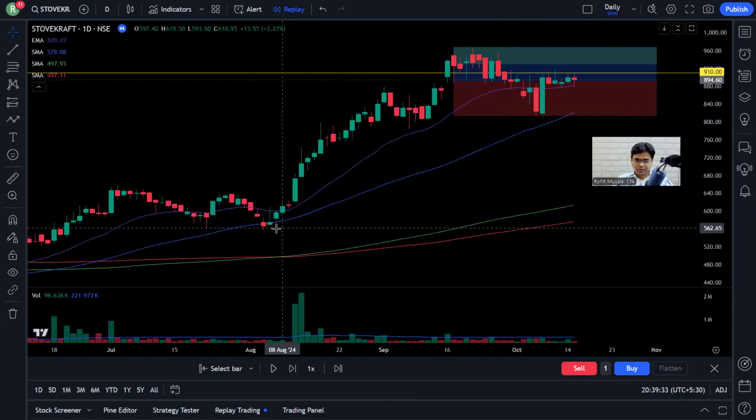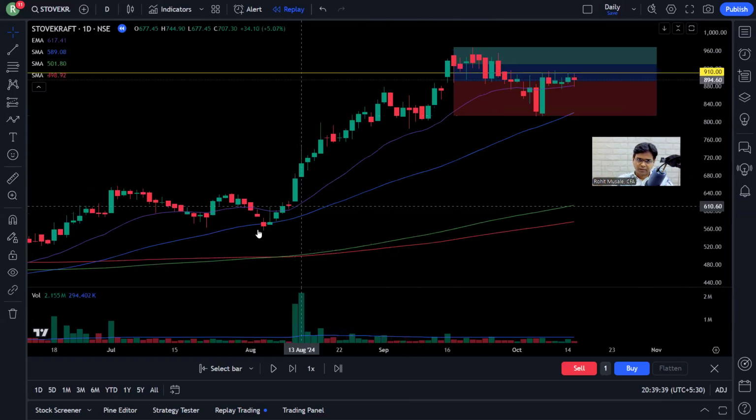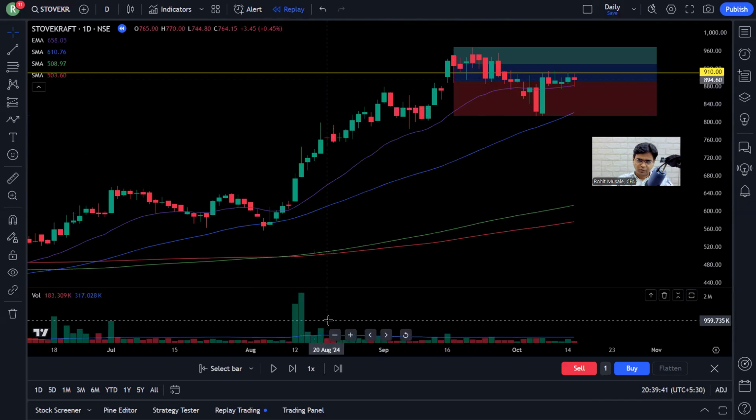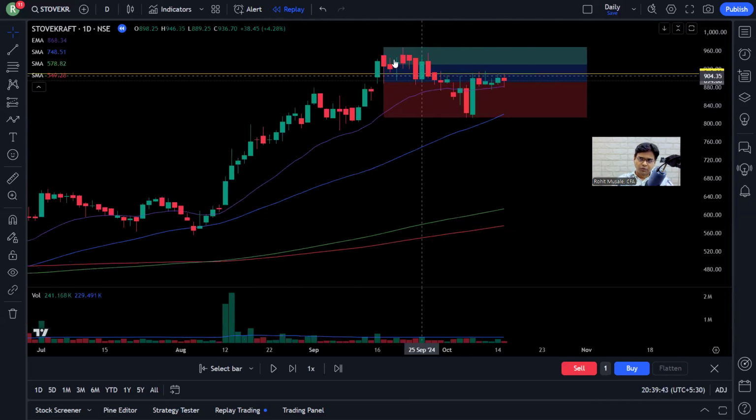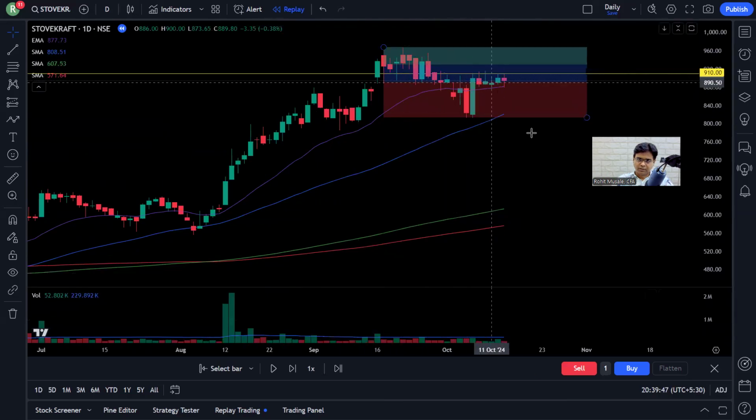And if you see here, step one for any breakout strategy is a high volume rally. So this is a high volume rally. Look at the volume here. Step two is a low volume consolidation. See, low volume consolidation. And step three is a high volume breakout. So step one and step two is already completed here. Now we are waiting for step three to come, which is a high volume breakout.